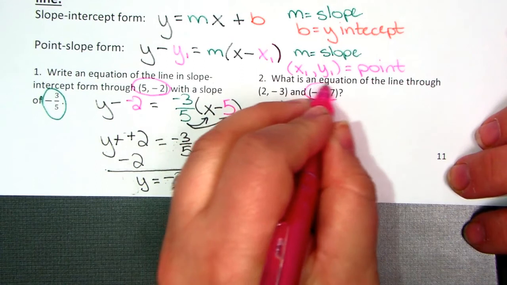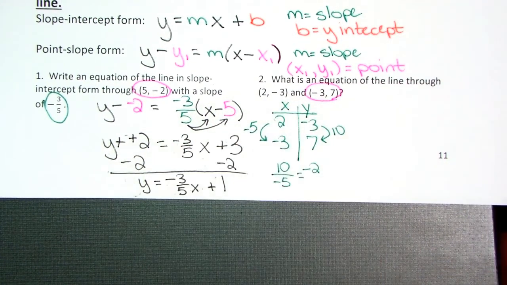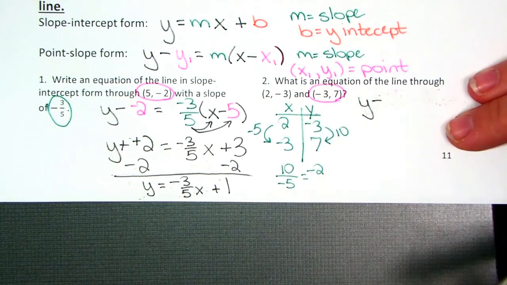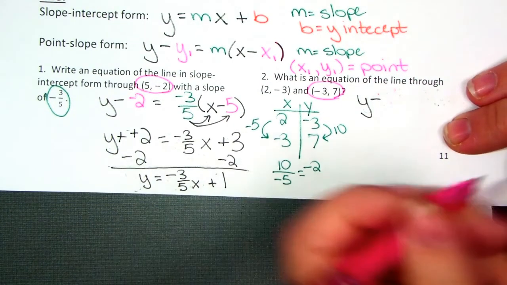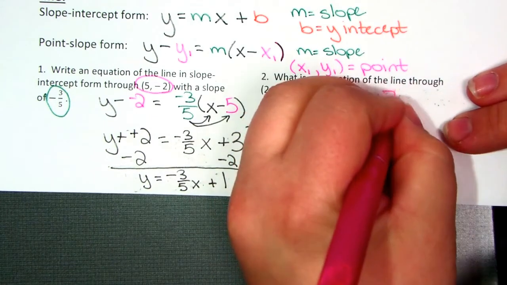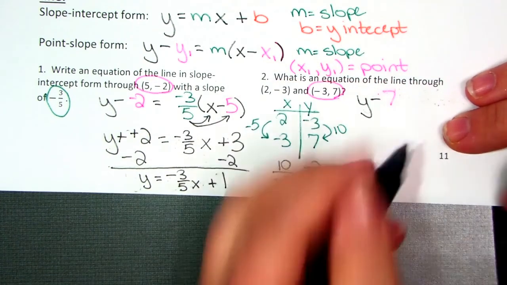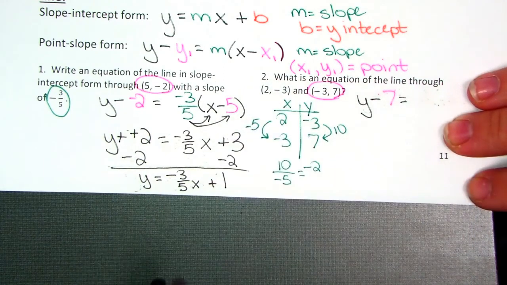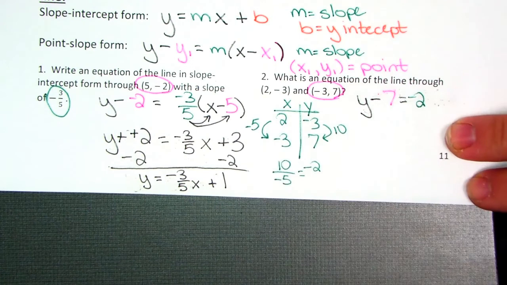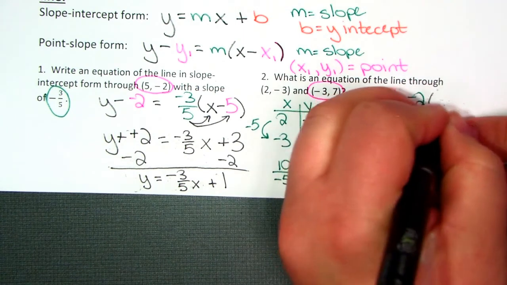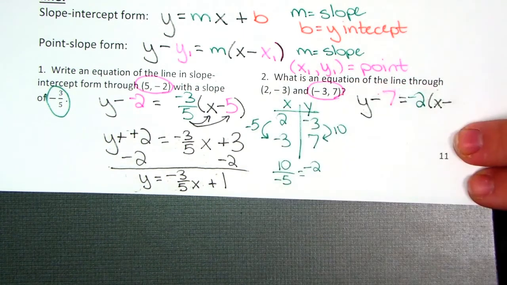I'm just going to pick a point. It doesn't really matter which point. If you want to use (2, -3), you should still end up with the same final answer because we are going to go ahead and practice putting that back into slope-intercept form. y minus our y coordinate, which is 7, equals our slope, which we just found was -2, parentheses, x minus my x coordinate, -3.